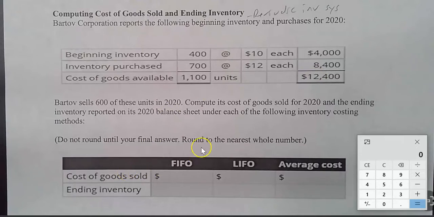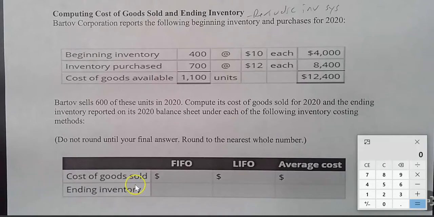So what we want to recognize is that for each of these methods, whenever we get finished, our cost of goods sold plus ending inventory will, for all three of these methods, equal $12,400. We also want to make sure that we understand that our average cost method, which we'll get to last, is going to provide figures for cost of goods sold and ending inventory that is somewhere in between FIFO and LIFO. So if we don't come up with that, that means we've made some type of a mistake along the way.